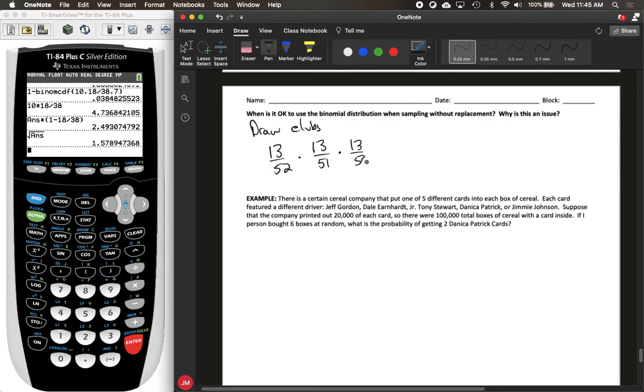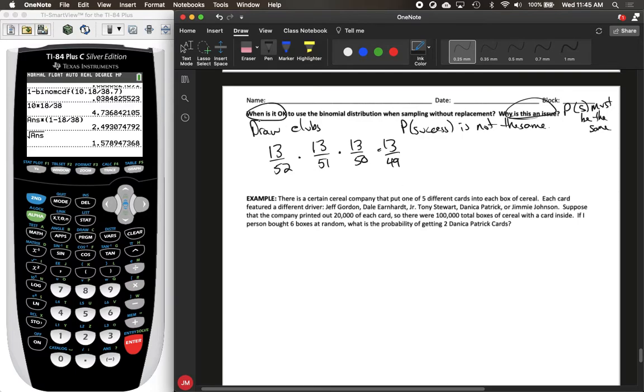And then 13 out of the 50 cards. And then 13 out of the 49. And the problem is the probability of success is not the same each time. So it's going to be hard to use binomial because that doesn't meet the last part, which is the S. The probability of success has to be the same. So that's why this is an issue, is that your probability of success must be the same. And when you're sampling without replacement, it's not the same.